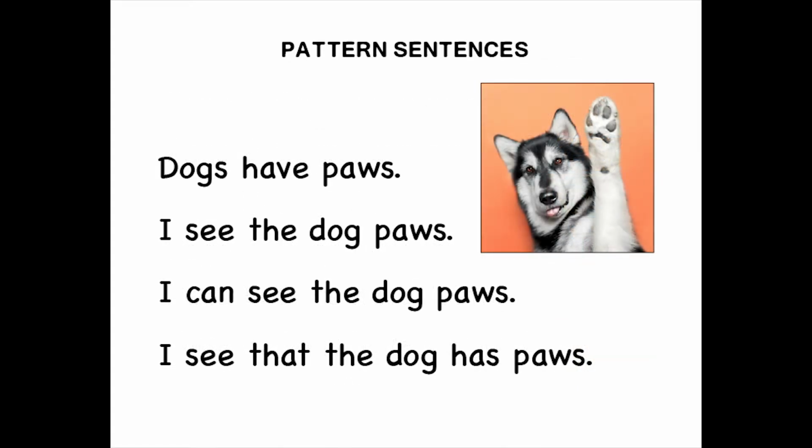The next evolution in the pattern sentence book is that you can have a different pattern on each page, but there are patterns in repetitions. For instance, dogs have paws. I see the dog paws. I can see the dog paws. I see that the dog has paws.